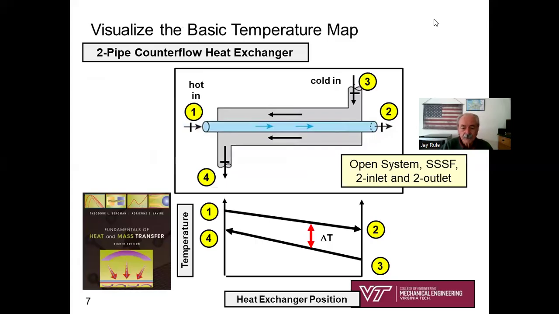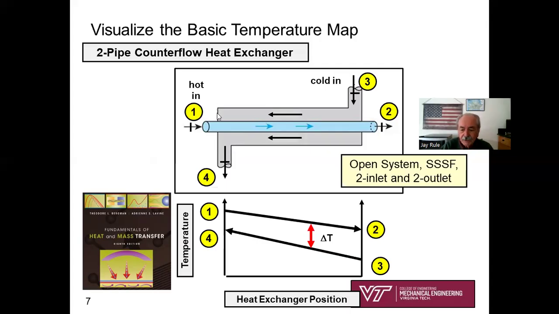Oh, I got to take a little side trip. Here's my basic sketch I just showed you. I want you to imagine in your head, so this has some value, it's not just getting off track. In your ME 3304 class, this is a little bit of a preview for what you're going to be covering: a temperature map. And what you're doing is plotting temperature on the y-axis against heat exchanger position on the x, or position, axis.